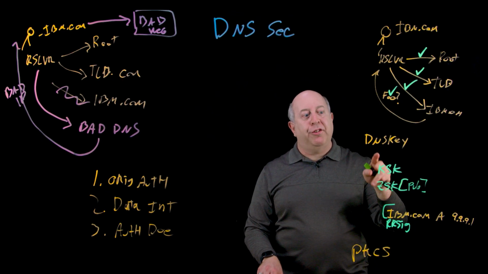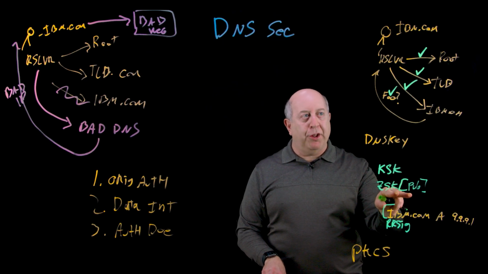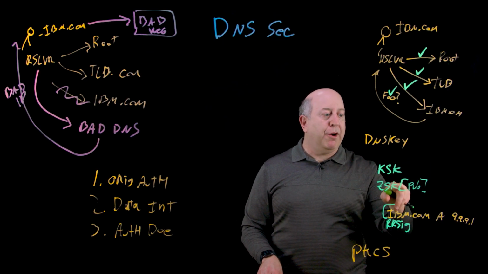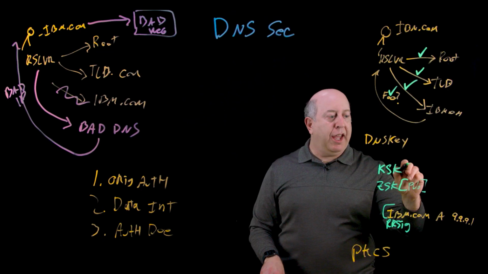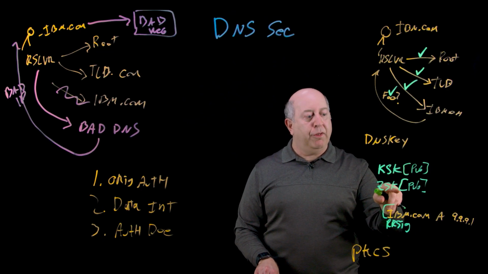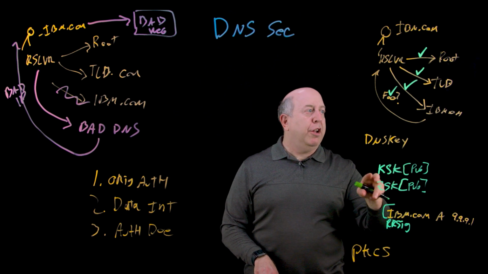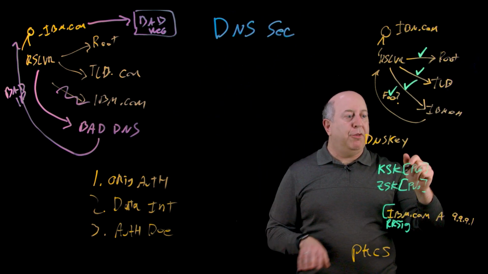Now, then the question is, how do I know that this is really the public key of the IBM.com server? That's where the KSK comes in. The KSK is also a public key. It's used to sign the zone signing key. Then we get into the chain of trust.